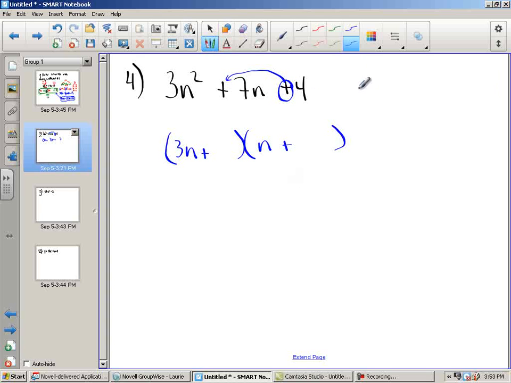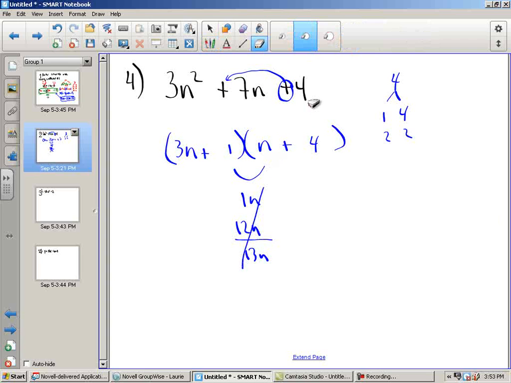And then I want to put factors of 4 down. Well, the factors of 4 are 1 and 4, or 2 and 2. I can guess and check all I want. Let's go ahead and do the 1 and 4. I put 1 and 4 here. I get 1n and 12n. That gives me 13n. That's wrong.